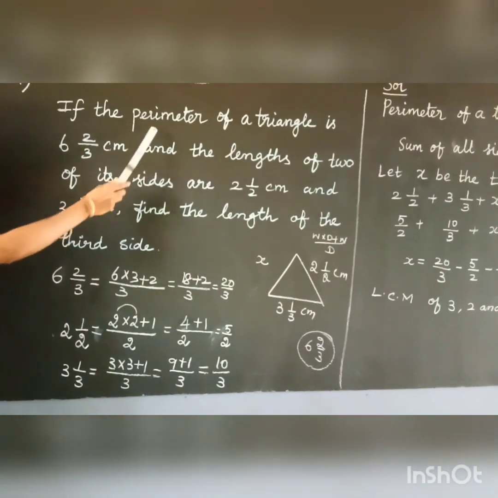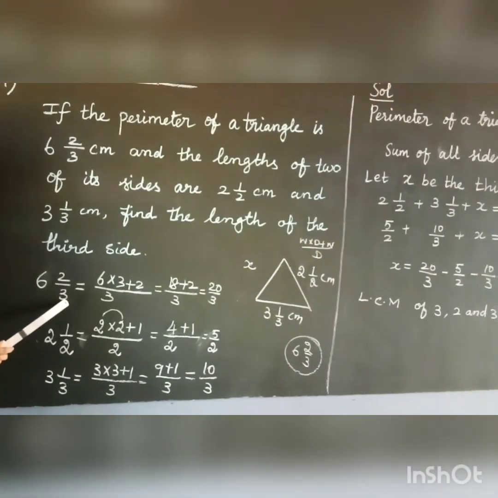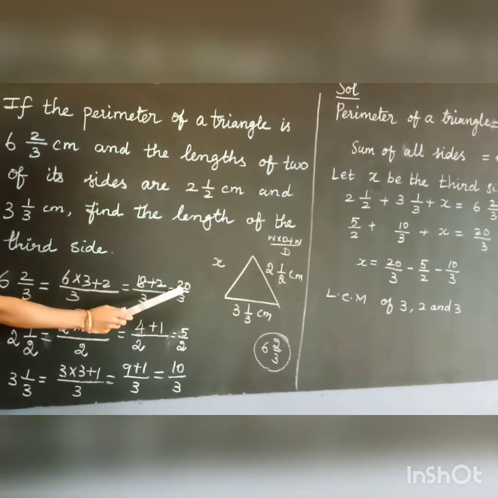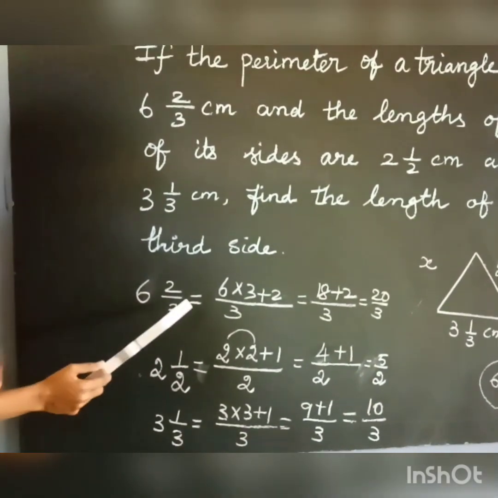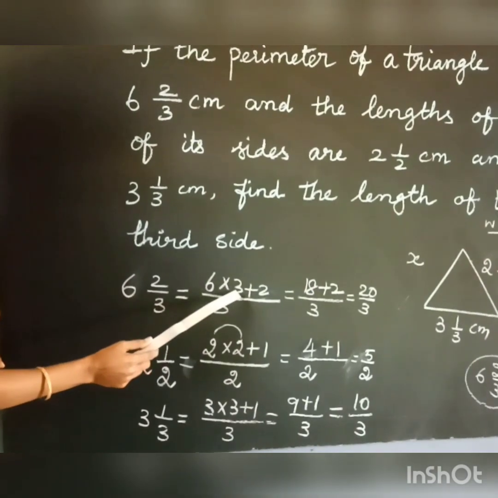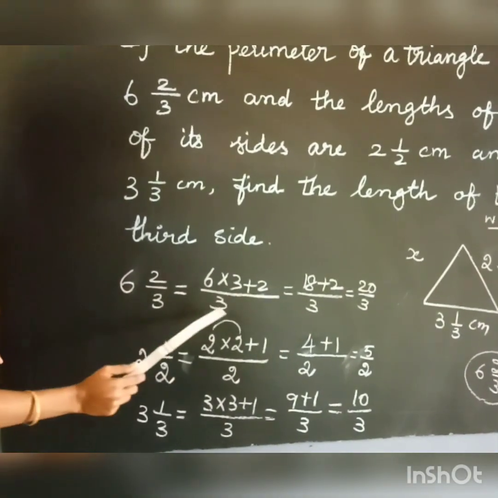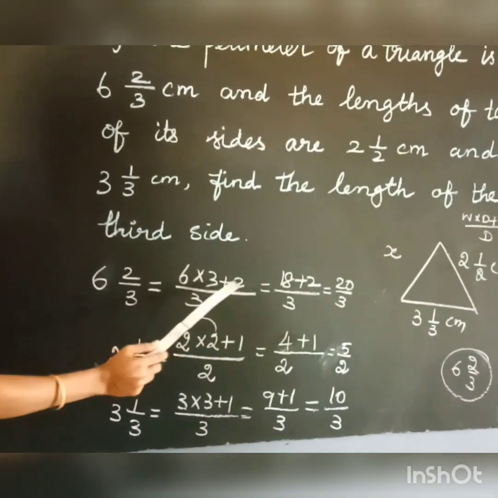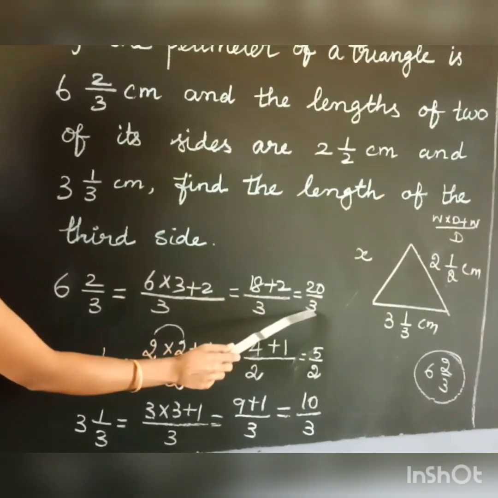So what is your perimeter value? 6 2/3 centimeter. This mixed fraction we convert to an improper fraction and get the answer 20 divided by 3. How do we convert 6 2/3 into an improper fraction? What is the formula? Whole number into denominator plus numerator, divided by denominator. That is 6 3s are 18, plus 2, divided by 3. 18 plus 2, 20 divided by 3.